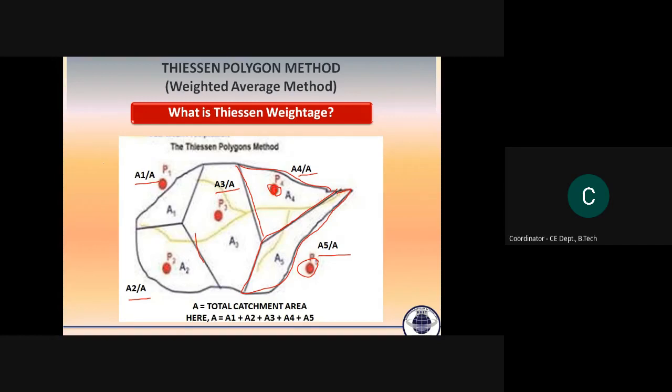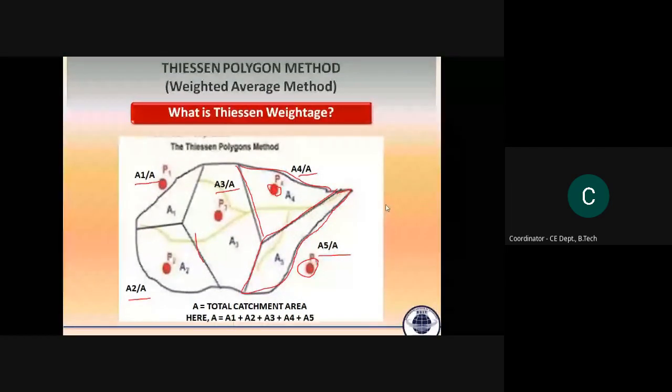Here we are dealing with the area, so that's why it is called the Thiessen polygon. Polygon, why? Because we are constructing the area with the help of this polygon method. Clear till now, everyone? Yes, ma'am. Okay.